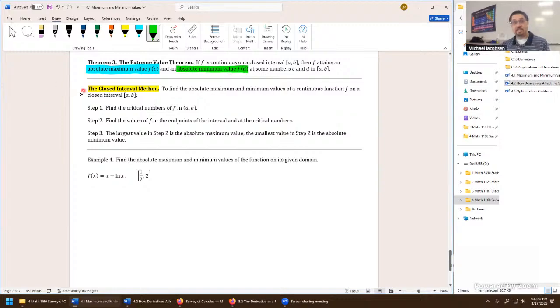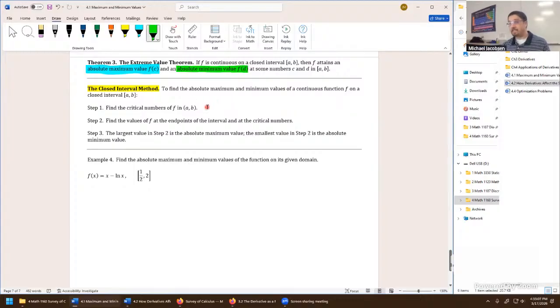The closed interval method just tells you how to find it. The theorem guarantees their existence, and this is just a step-by-step guide on actually producing them. We'll apply it on the function down below, x minus the natural log of x. It's a continuous function, and it's defined on a closed domain. So both the extreme value theorem and the closed interval method will apply.